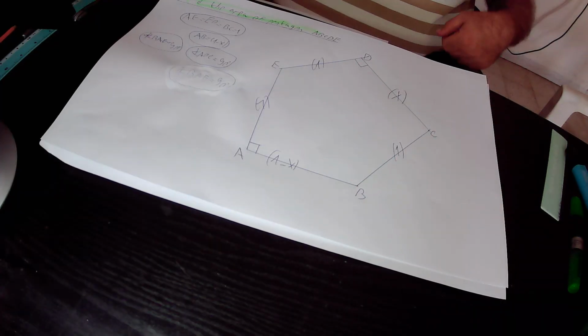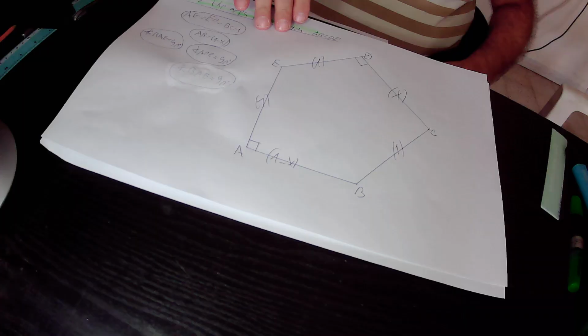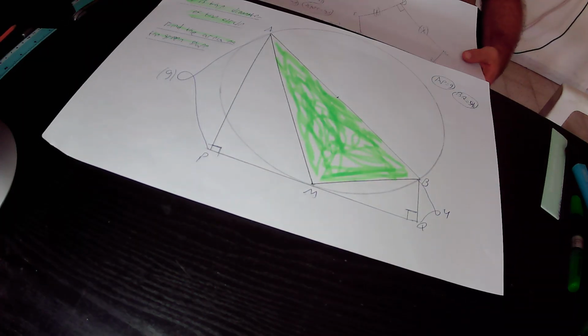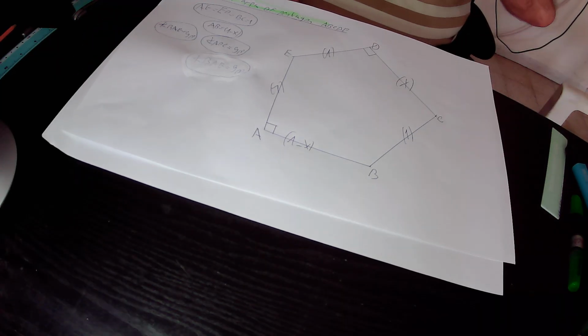Hello, in this lecture we answer two questions. In the first question we find out the area of this pentagon ABCDE, and in the second question we find out the area of this green shape. So we start with the first question.